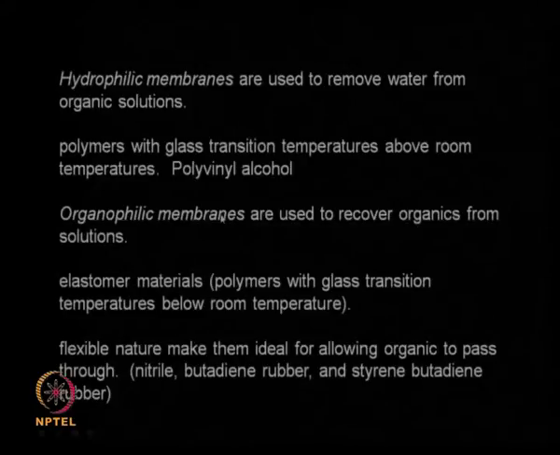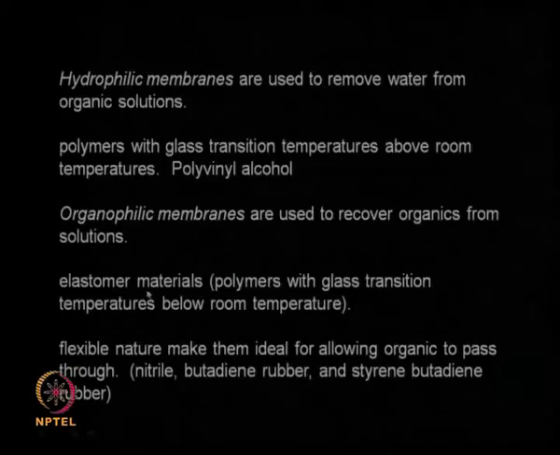Organophilic membranes on the contrary, they allow hydrophobic material. So obviously this is very good for recovering organics from aqueous solution. So I have a very large aqueous stream and there is some organic contaminant. So I want to remove only that. In that situation I need to use organophilic membranes. So these are elastomer type of material, polymers with glass transition temperatures below room temperature. And of course you should have a membrane that is a bit flexible also, because then organics can pass through, like nitrile butadiene rubber, styrene butadiene rubber and so on actually. So the organic material can pass through.